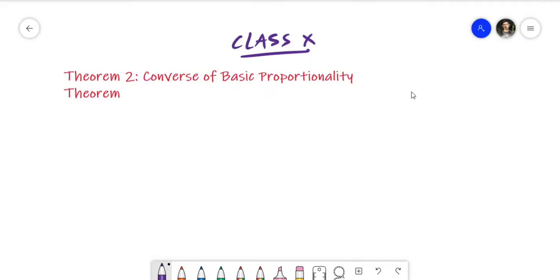Hi everyone, welcome back to the class, and this time we will learn theorem number 2, and that's a converse of basic proportionality theorem. What does it mean? I will explain everything from A to Z, but before I explain this one, let me explain about the basic proportionality theorem, about this that you learned in a previous class.